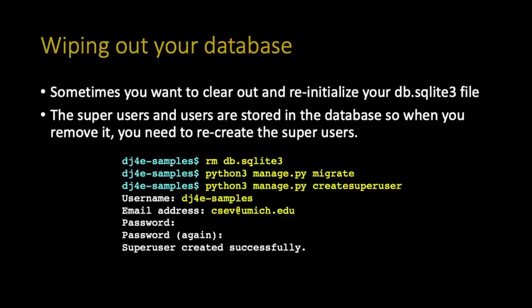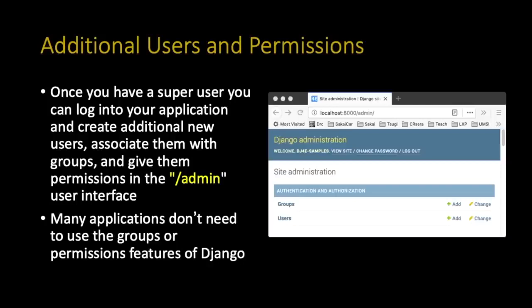And then you have to wake it back up with a bunch of empty tables with a manage.py migrate, and you'll see all those things. Lots of lines come out at that point. I didn't include them. And then you're going to have to create your superusers again. So if you wipe your database, you have to recreate your superusers. Once you have a superuser, the rest of the users are put in using the admin interface.